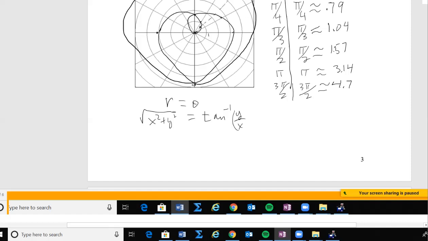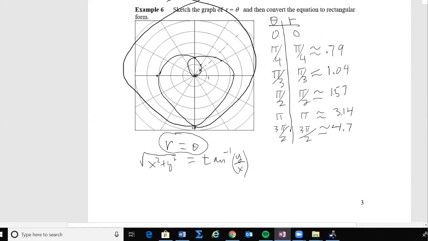Okay, as you can see, it's not nice. It's not a function. You're not going to be able to solve it for y, at least. It looks like it's going to be really difficult to get the y out of here. So anyway, look how simple it is in polar coordinates. Very simple equation. Rectangular coordinates, not so simple.